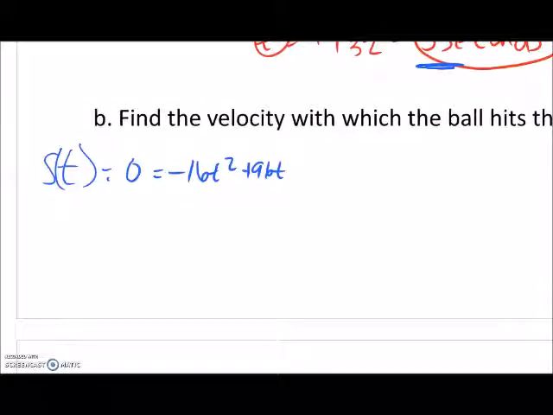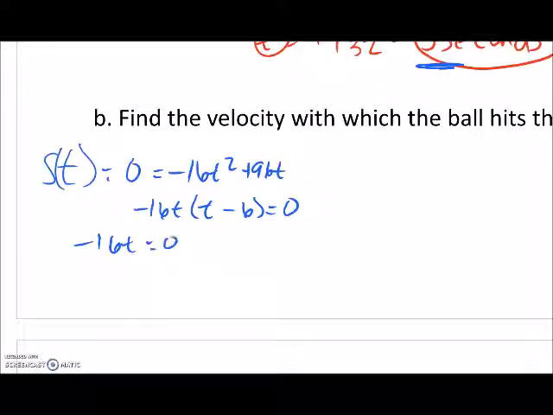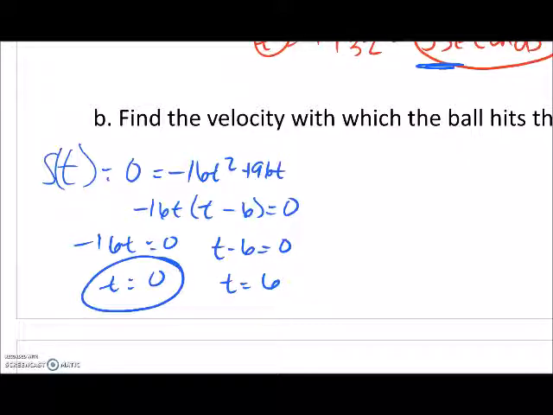When I look at this, we see that we can factor out a negative 16t from both terms. So when I factor out a negative 16t, I have t minus 6 left over. When I set these equal to 0, negative 16t is equal to 0, and t minus 6 is equal to 0. So t here is 0, and t here would be a positive 6. So this would be the start time, and this would be when the ball hits the floor.